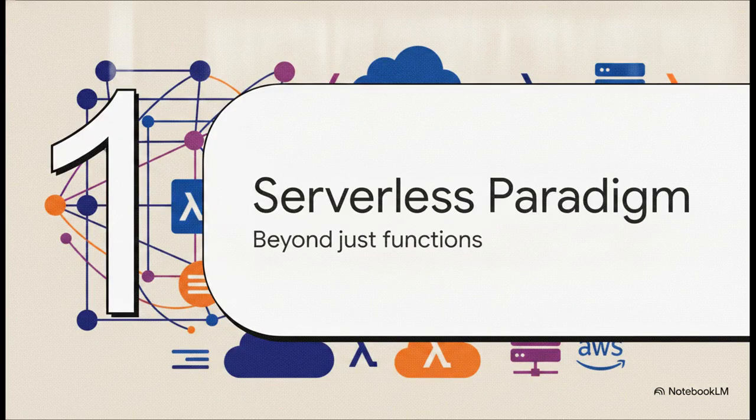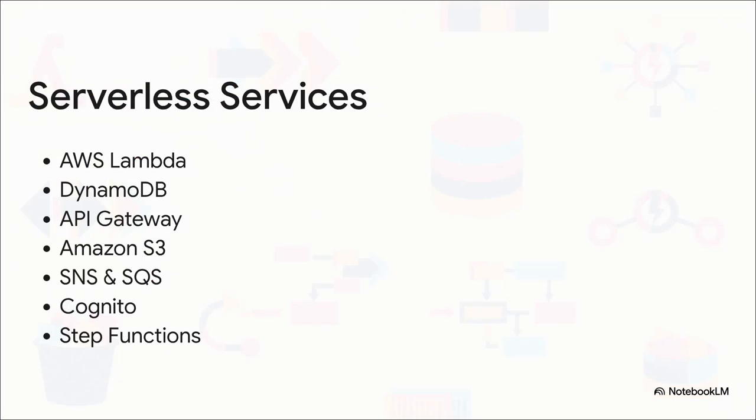All right, part 1. The serverless paradigm, beyond just functions. You know, serverless kind of started with AWS Lambda. It was this whole functions as a service vibe, where you wrote a script and it just ran. But wow, has it evolved since then. It has exploded into this massive ecosystem. We're talking managed databases like DynamoDB, routing with API Gateway, storage with S3, and even messaging and authentication. And they all operate under that exact same golden rule. You do not manage the underlying hardware.